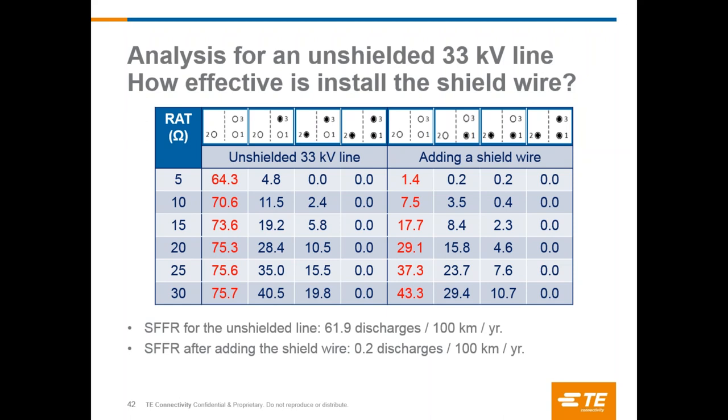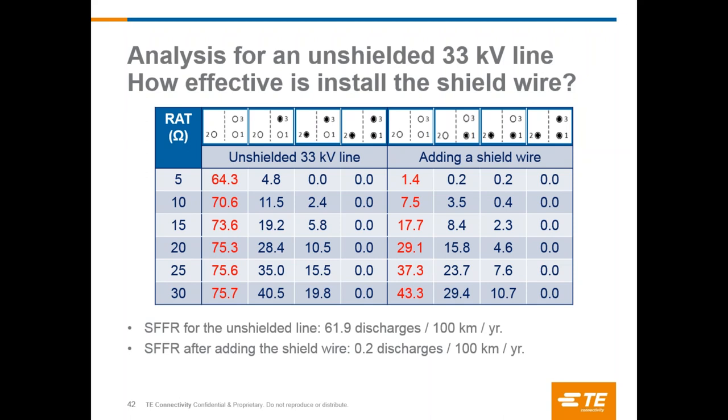In the third column, you are applying arresters on point three, the top phase, and point two, the external bottom phase, which is also exposed to direct strikes. And in the fourth case, you are applying arresters on all three phases. The same applies now in the case of adding a shield wire.